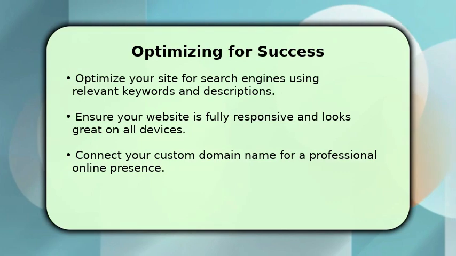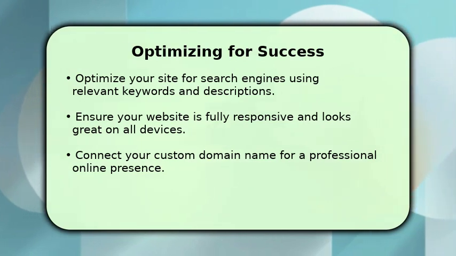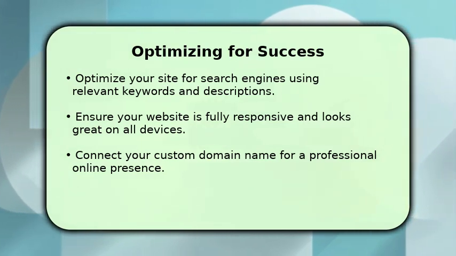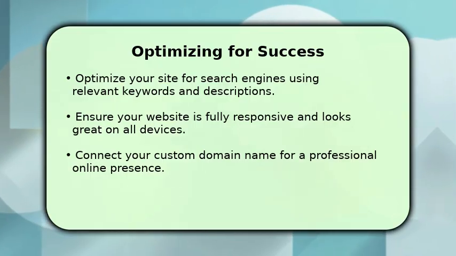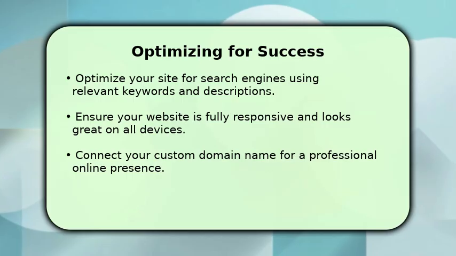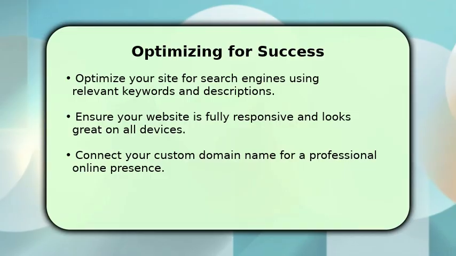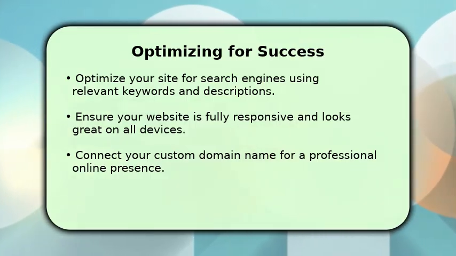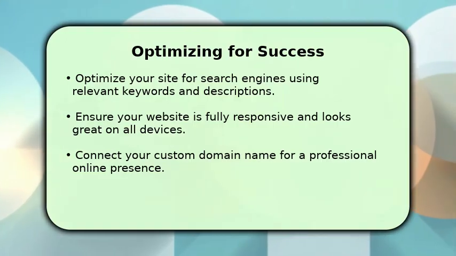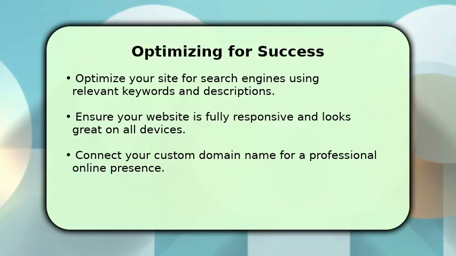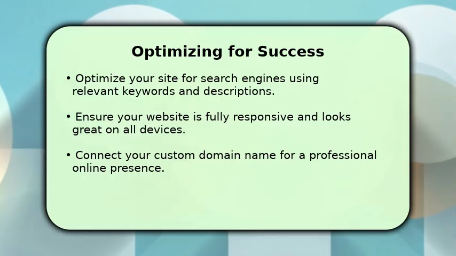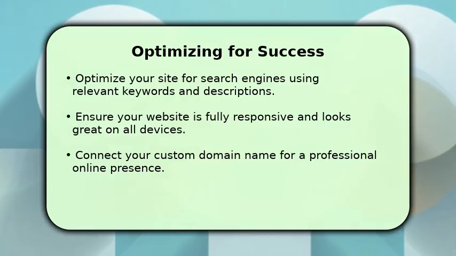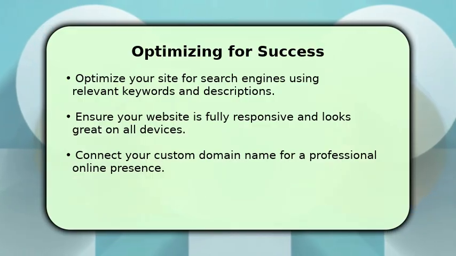Optimizing your website is crucial for reaching a wider audience. Begin by optimizing your site for search engines using relevant keywords and meta descriptions, which helps improve visibility. Next, ensure your website is fully responsive, meaning it adapts seamlessly and looks fantastic on desktops, tablets, and mobile phones. Finally, connect your custom domain name, like yourbusiness.com, to establish a professional and memorable online presence for your brand.